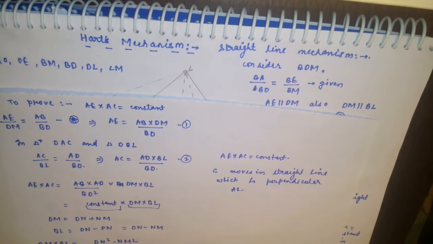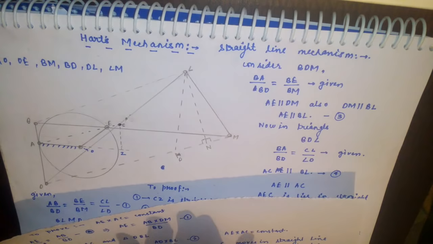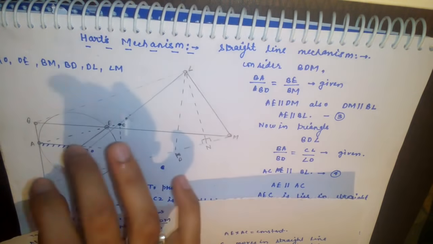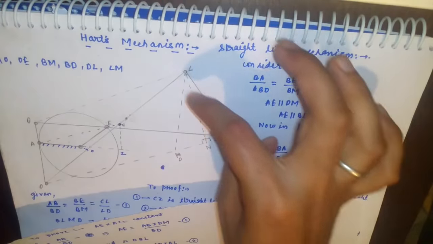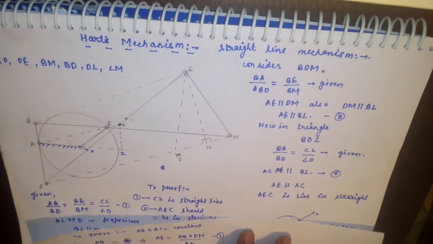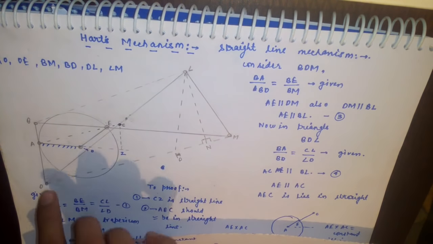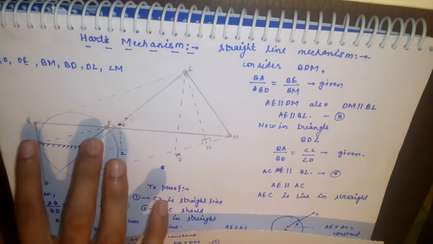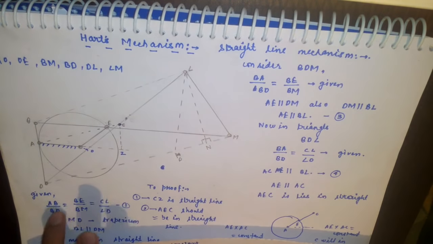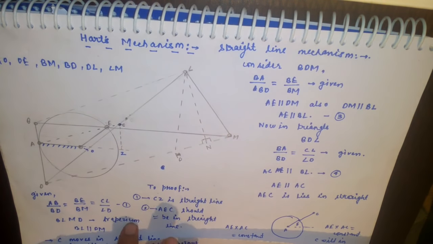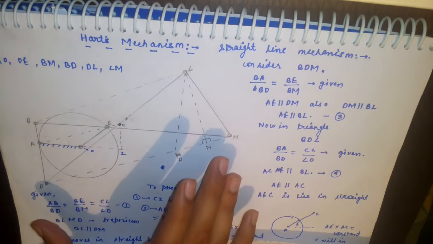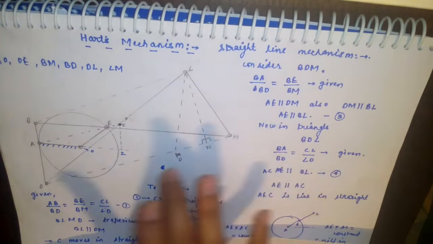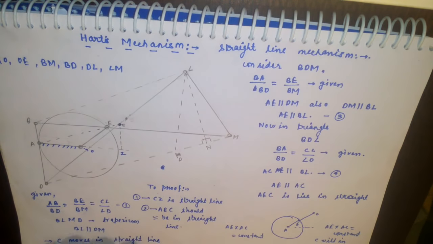Hence this is all about Hart's mechanism, which is basically a straight line mechanism, and it gives an accurate straight line, not an approximate one. It has six links, that is AO, OE, DM, BM, BD and LM. We have initially defined that AB upon BD is equal to BE upon BM and CL upon LD. This portion is given, and BLMD is the trapezium.